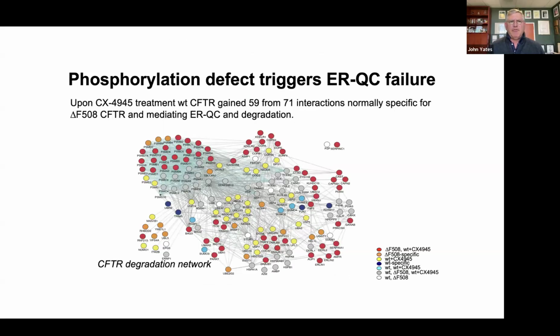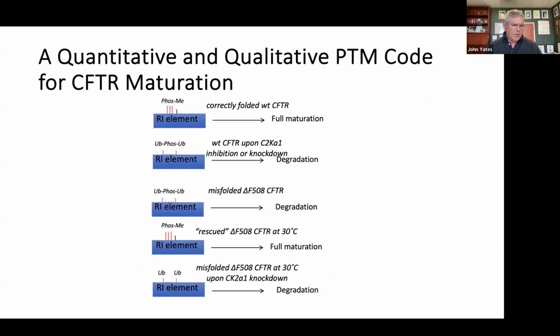We found that if we take the wild type protein and we use an inhibitor of that particular kinase that we thought was doing the phosphorylation, we gain back 59 of 71 interactions which are normally specific for Delta F508. So by inhibiting the phosphorylation, we find that the wild type protein starts to look more like the Delta F508 protein, and it doesn't get out to the cell surface. And so we think there's a PTM code for CFTR maturation.